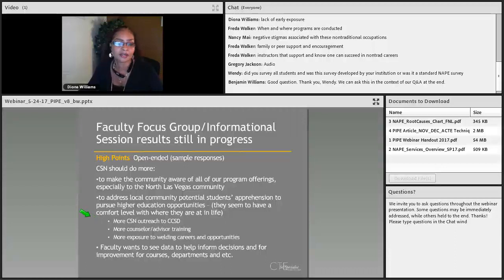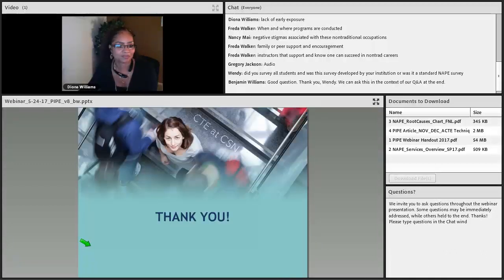Exposure is powerful. We know that's key. We want to make sure that, they said, the counselors and advisors are trained on not just the curriculum, but actually what the expectations are when they go into the career industry. Some of the counselors are relatively new here at CSN, and even they were saying the counselors in the Clark County School District. So from this discussion, it was really awesome. Some of our faculty said, hey, we want to be able to go into the school district and talk about some of those things that we're doing. And they want to also be able to see more data to help inform their decisions and to improve their courses. So those were some of the things that came out of the focus group faculty information session.